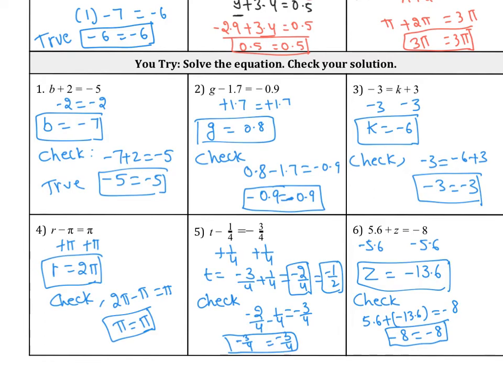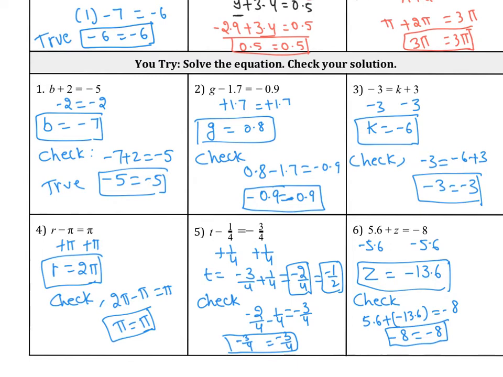So let's look at number 1 here. You're going to subtract 2 on both sides so that you can have the b by itself, and the answer would come up as -7. When you check it, you plug this -7 back into the equation here and get -7 plus 2 equals -5. And this will give us -5. So -5 equals -5. That's true, and that's your answer.